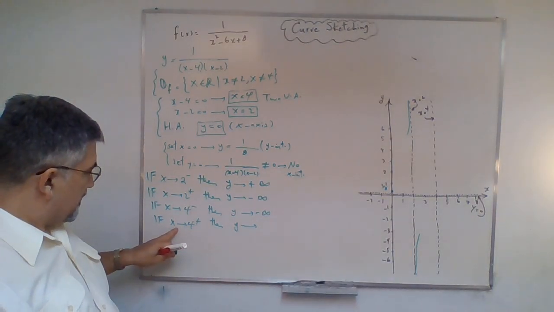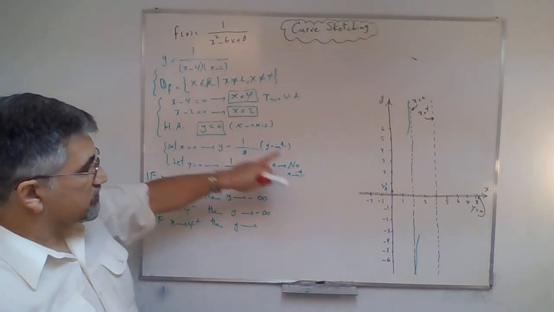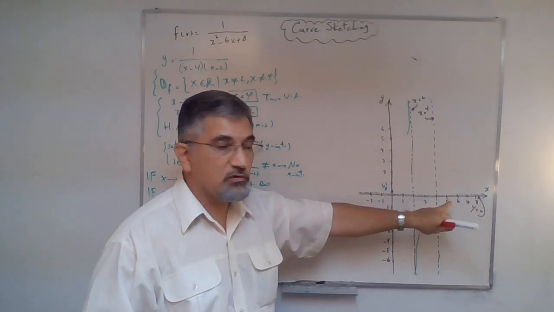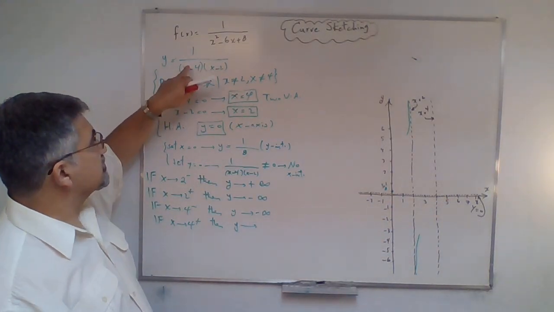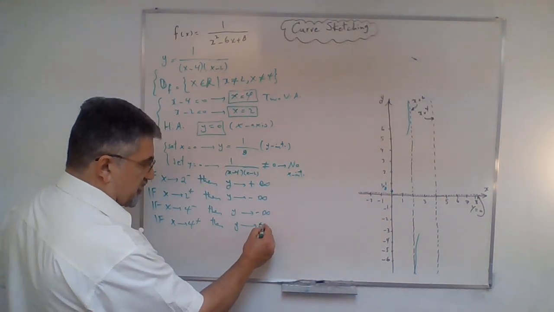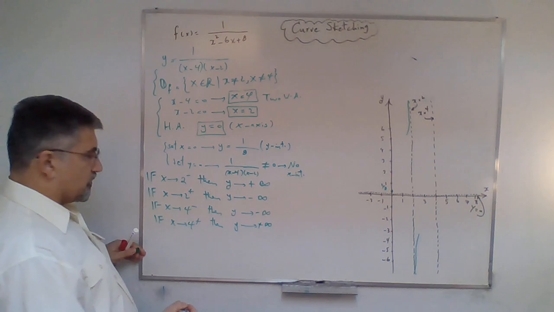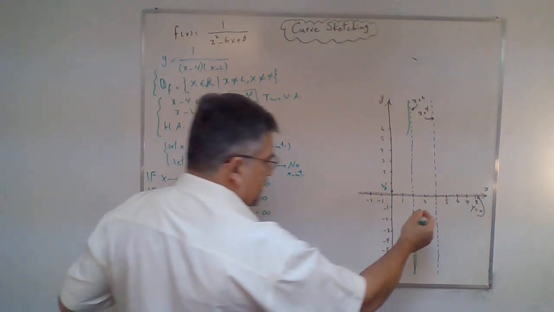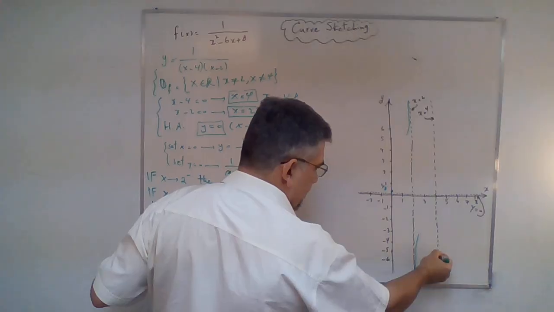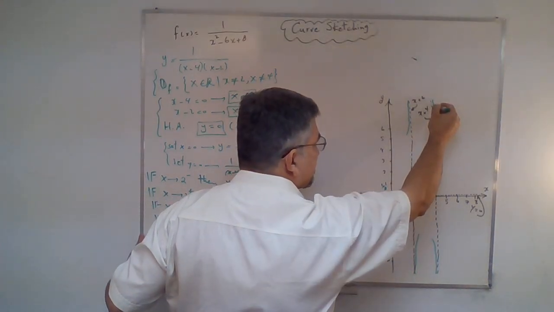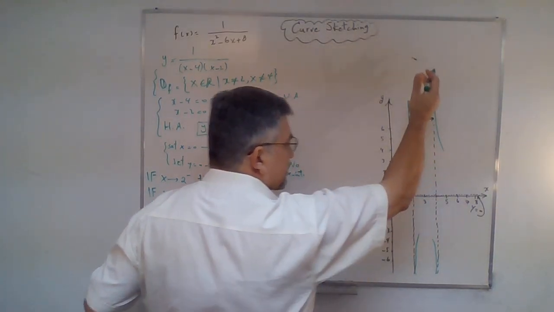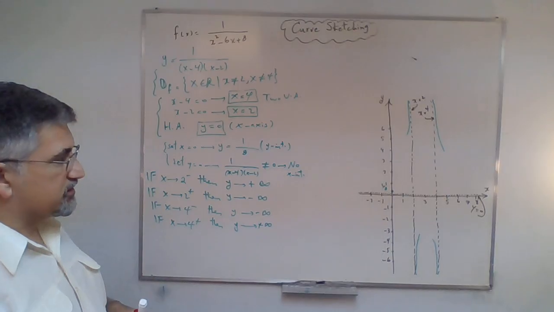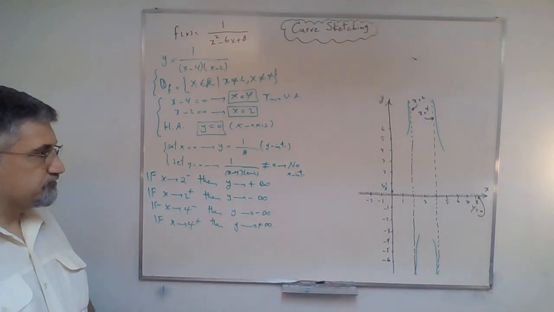And then x approaches 4 from the right-hand side. It could be like 4.001. Plug in here. That's positive. So we end up with positive infinity. So on the left side of 4, we have negative infinity. So it's like this. And then on the right side, we have the graph that is above the x-axis. So this will be the behavior.